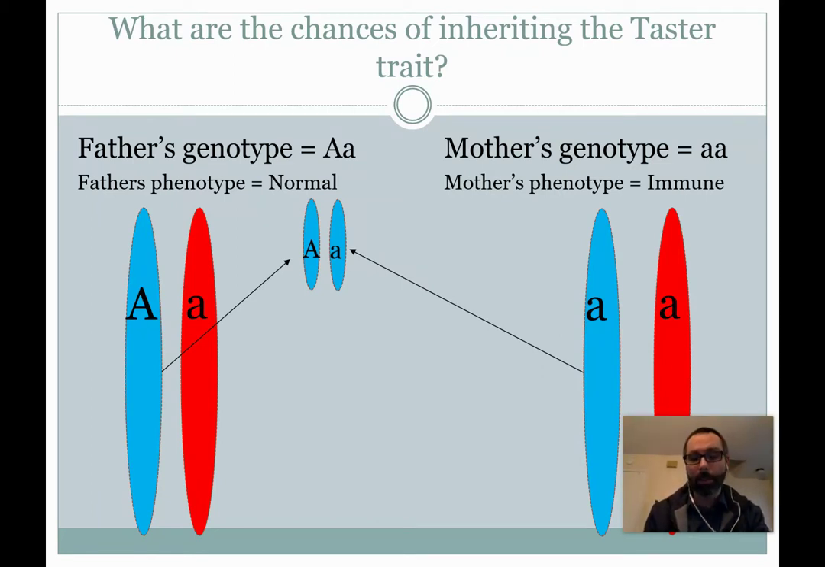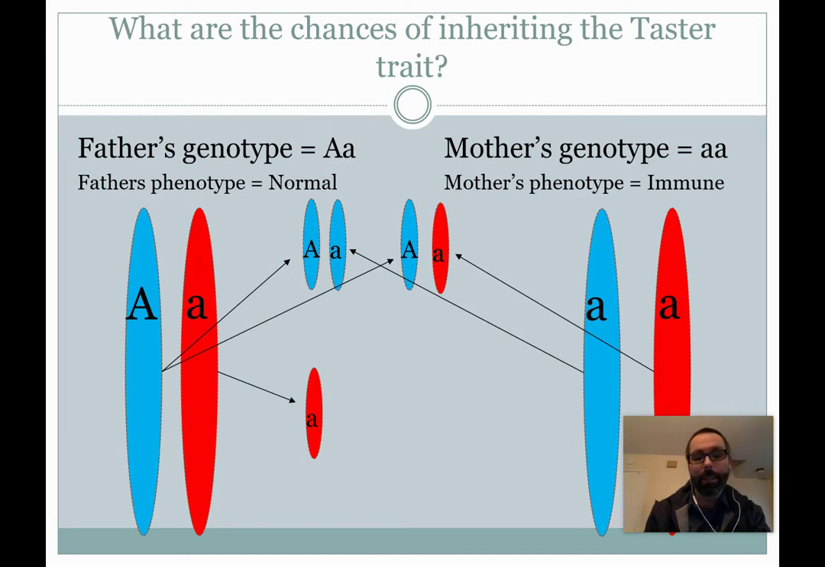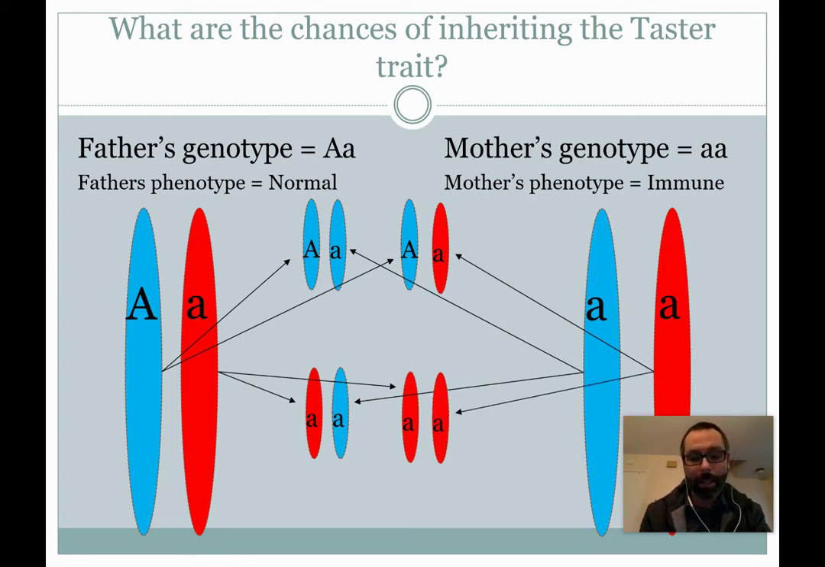So that's one possible combination. However, the dad might give the big A, and the mom could give the other little a. That is another possibility. Now, dad doesn't have to give the big A. He could have given the little a. Mom still has to give one of those little a's. Let's say the blue one first. This time the dad gives a little a, and the mom gives her other little a, right? So there are 4 possibilities for how you could combine the 2 chromosomes from each of these parents, right?